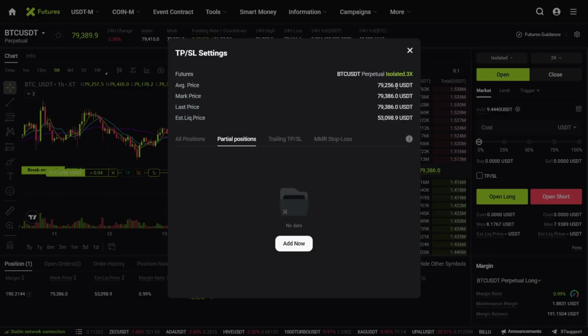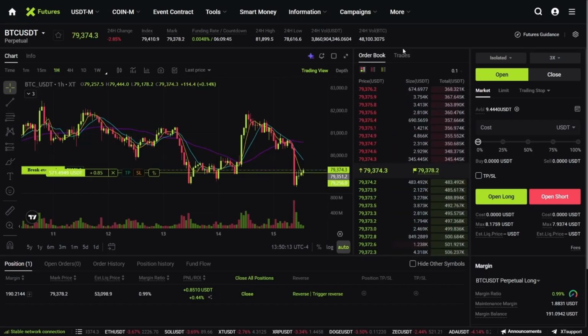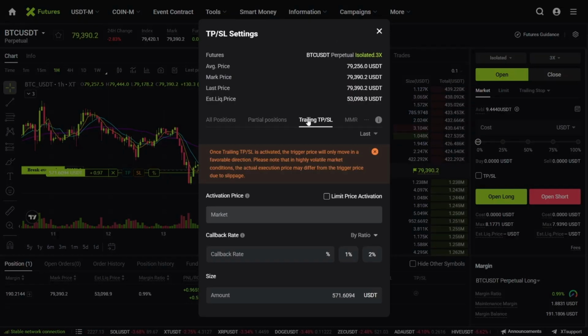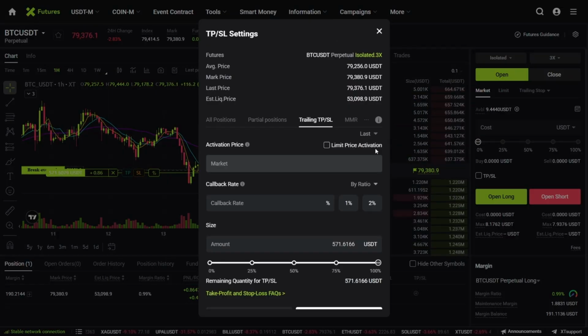Now the last order I'm going to show you is the trailing stop order. To add a trailing stop order to our existing position, we can head down to take profit and stop loss and click on trailing TP and SL. As we briefly explained before, a trailing stop loss is a type of stop loss that automatically moves with the price as it goes in your favor.